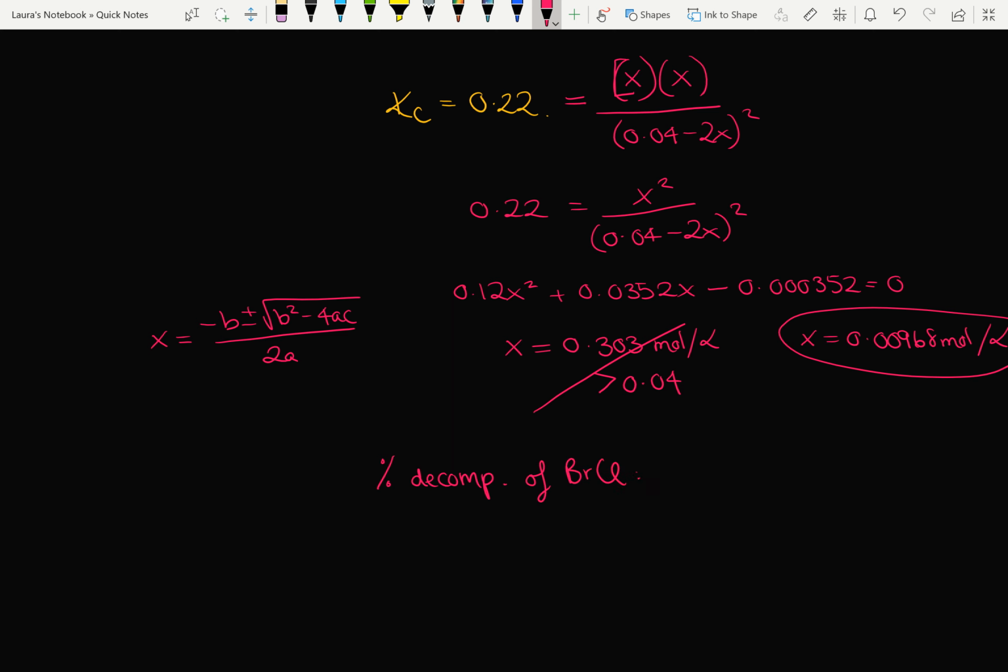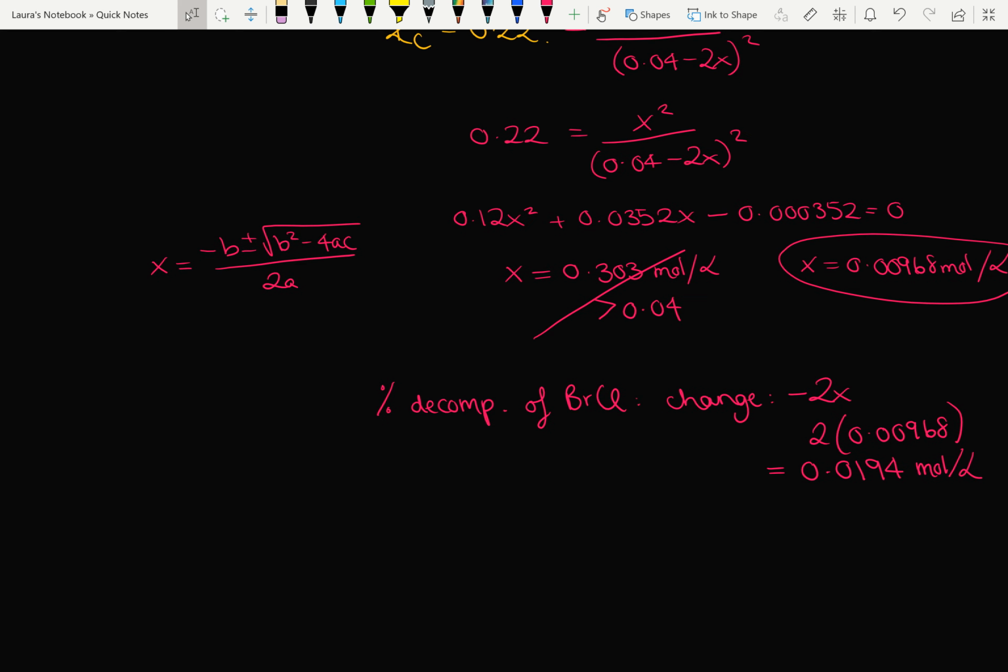Okay, so what we need to do is calculate the change of the BrCl. So we said that the change is minus 2x. Okay, so let's calculate that 2x. So it's 2 times 0.00968, and that's equal to 0.0194. So what we have figured out is that 0.0194 moles per liter of the BrCl has decomposed.